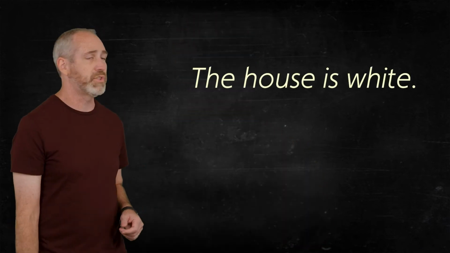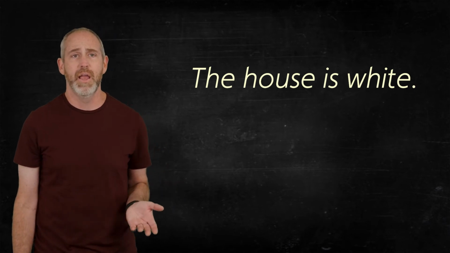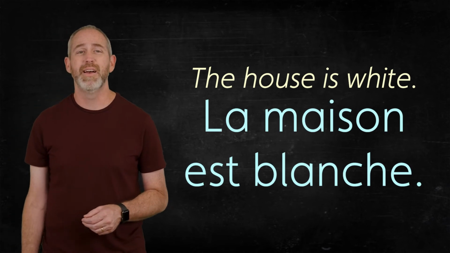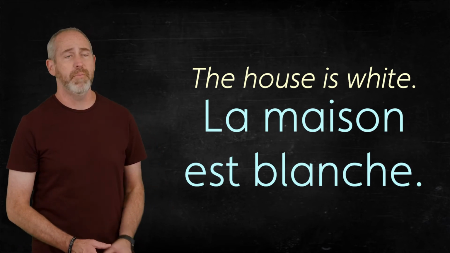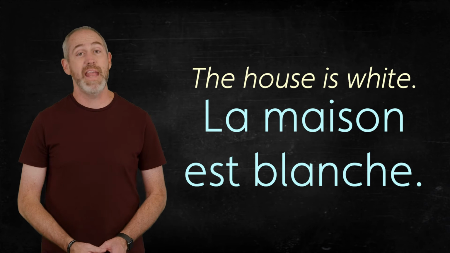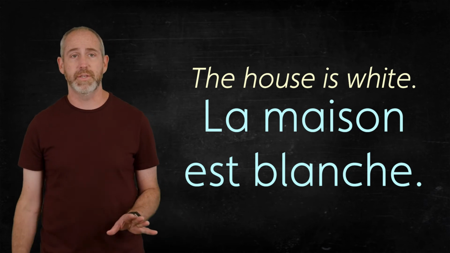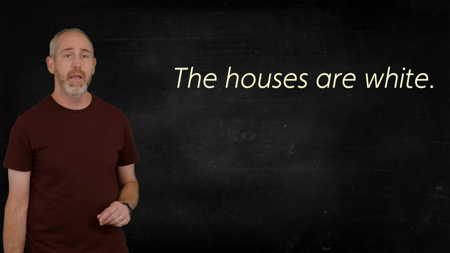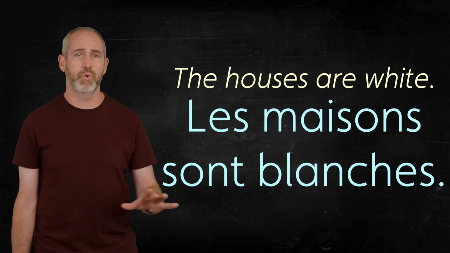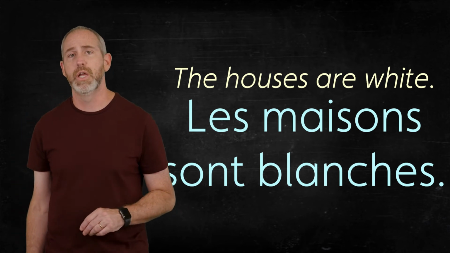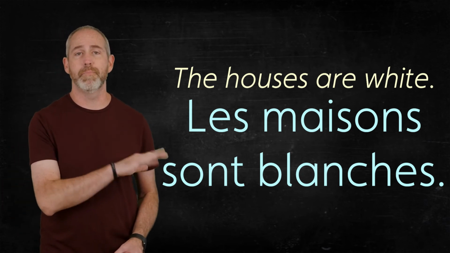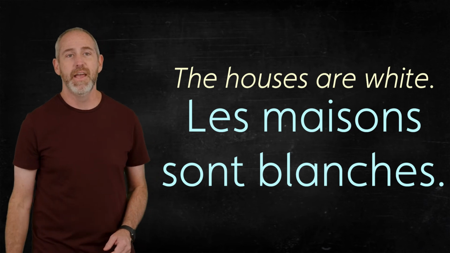First of all, the house is white. Now, house is feminine. So let's look at this sentence. La maison est blanche. Notice that blanche is the feminine form because we're talking about something feminine, which is the house. Now I want to make this plural and show you what it looks like. The houses are white. That would be this. Les maisons sont blanches. Okay, so notice now that white is feminine and it is plural to match. Everything has to match, okay? Let's look at a few more examples.